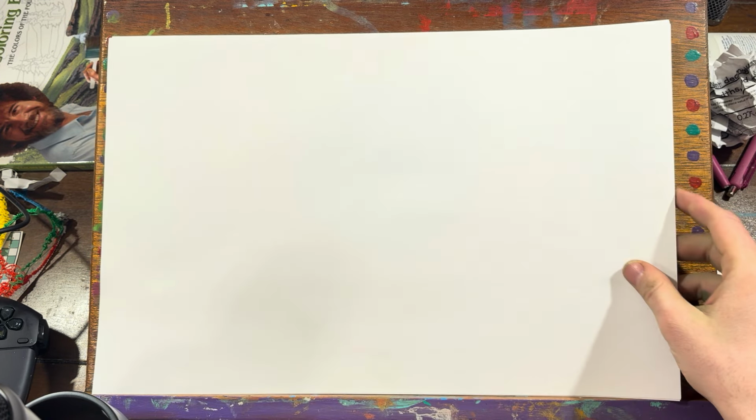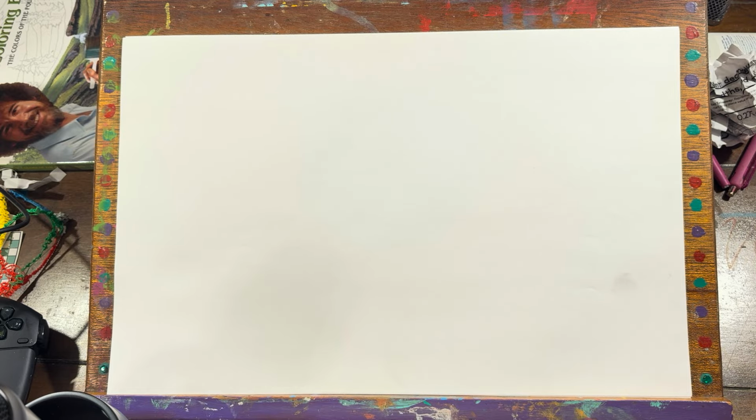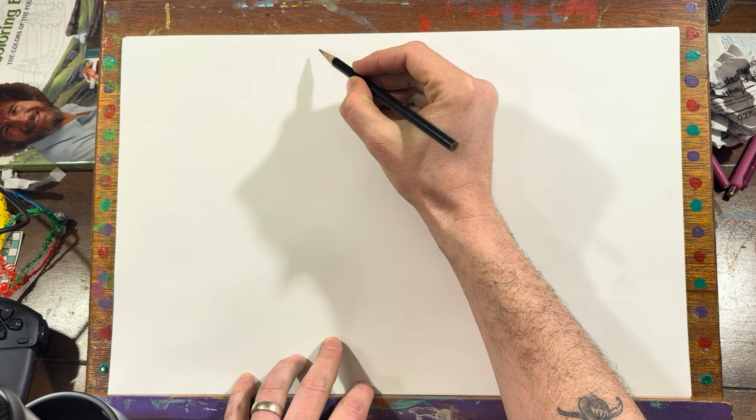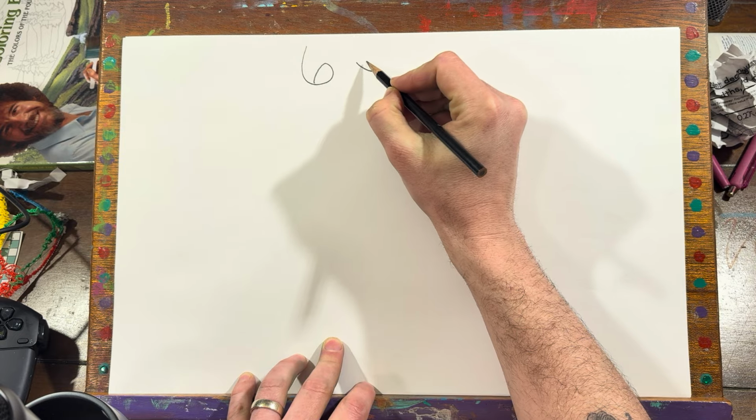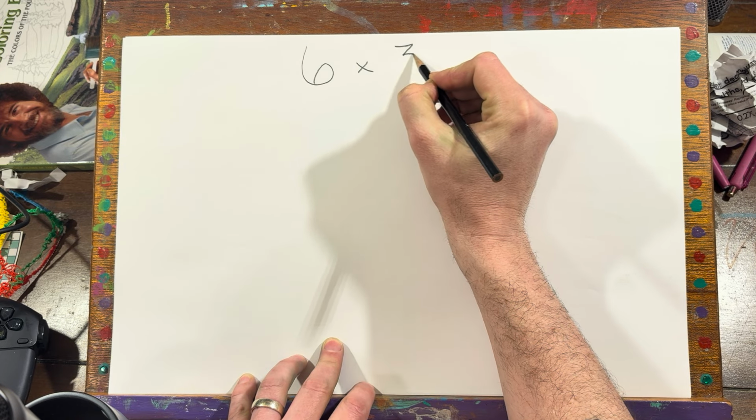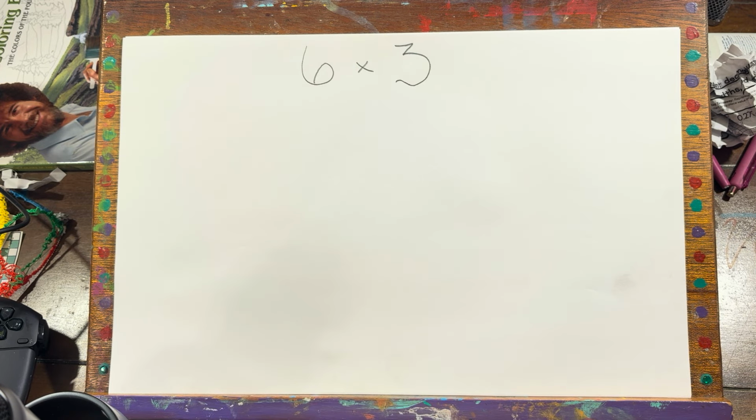Let's begin with an example that I'm sure many of you have seen before, although if not, that's perfectly okay too. I apologize for the sound of my voice. I do appear to be losing it, which is okay. Let's think about the example 6 times 3 to begin.